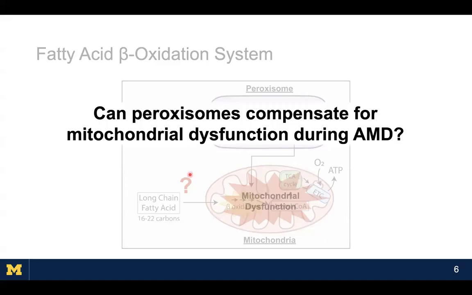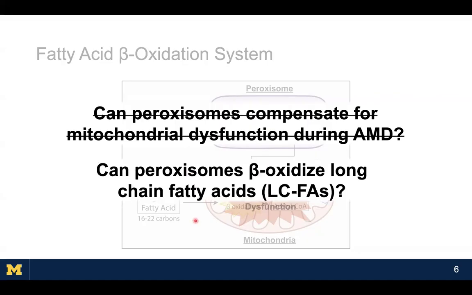And that's a pretty big general question that may take a lifetime to answer. So I've only been in the lab for about a year and a half. So instead, I'm going to ask a bit of a smaller, easier to tackle question. Can peroxisomes beta oxidize long chain fatty acids specifically? These fatty acids are directed to the mitochondria normally, but can peroxisomes beta oxidize them for the mitochondria instead?